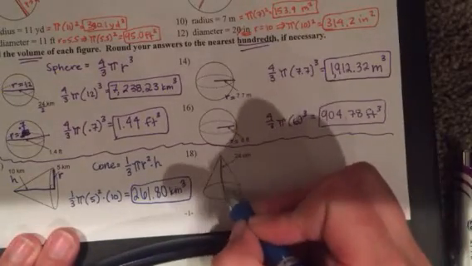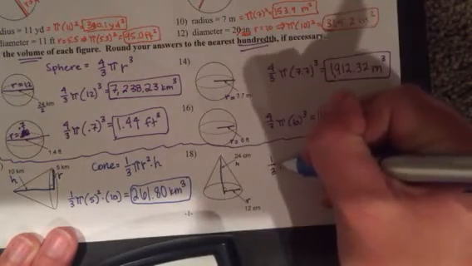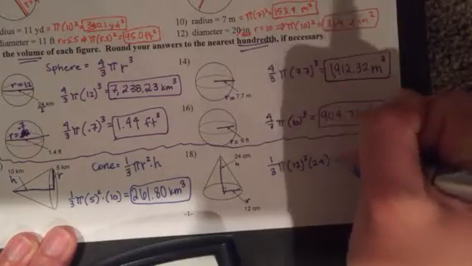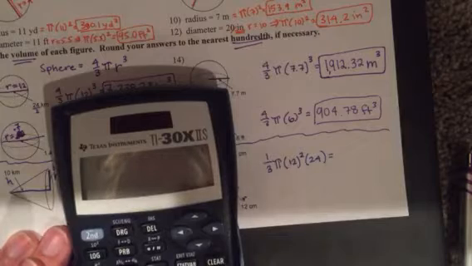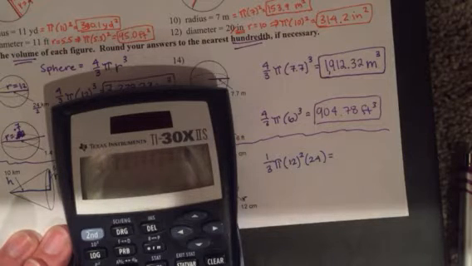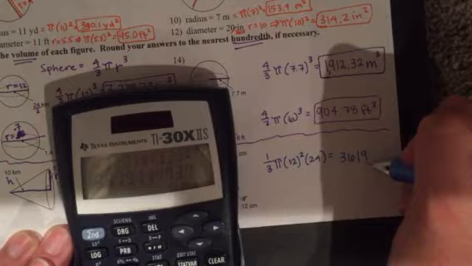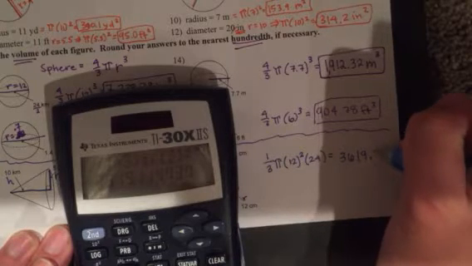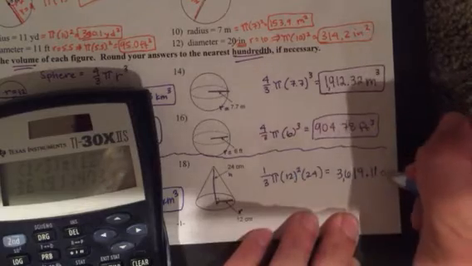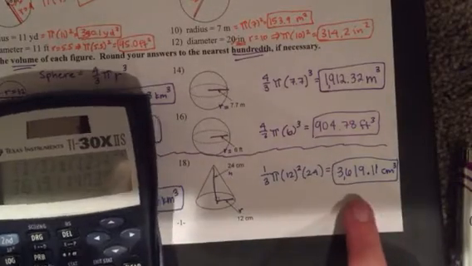Alright, here's my height, here's my radius. I substitute them in, 1/3 pi r squared times the height. One divided by 3 pi 12 squared times 24 equals 3,619.11, and the measurement is centimeters cubed for our volume of a cone.